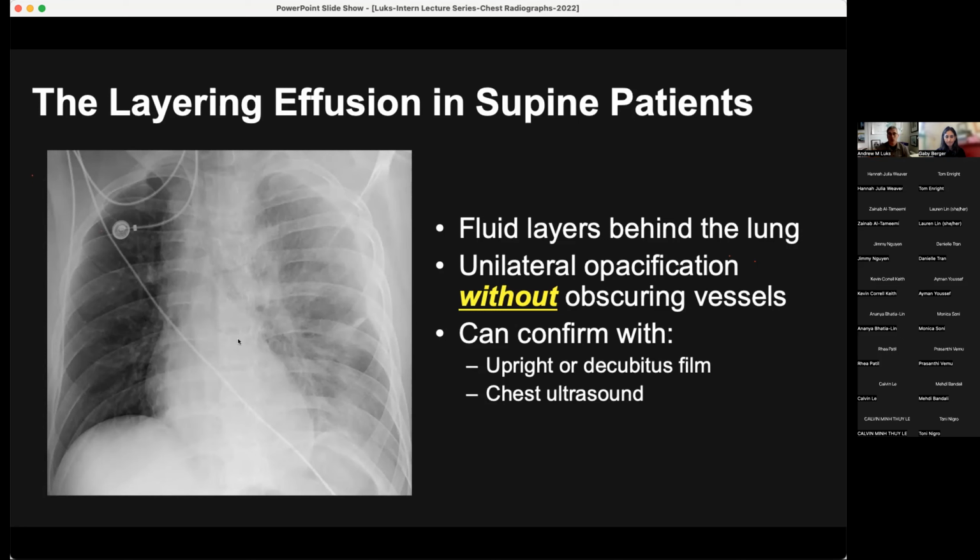So the way you recognize that you have a pleural effusion: if the patient's supine, and you see haziness of the entire hemithorax, but you can still recognize lung markings through that haziness as you see here, that's highly suggestive of the fact that this patient has an effusion. How could you confirm that? Well, you could sit the patient up if you're able to do that. You could try to do decubitus films, or you could do chest ultrasound.